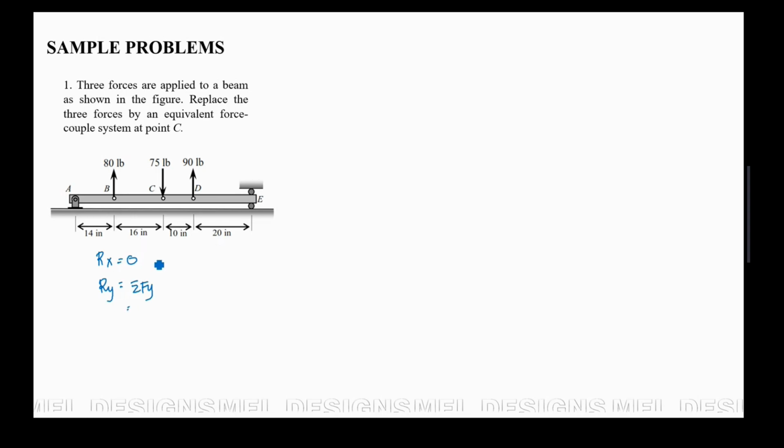Therefore, we have here, our sign convention, all upward is positive. So we have 80 minus 75 plus 90. So this is equal to 95 pounds. Okay, we now have our resultant.